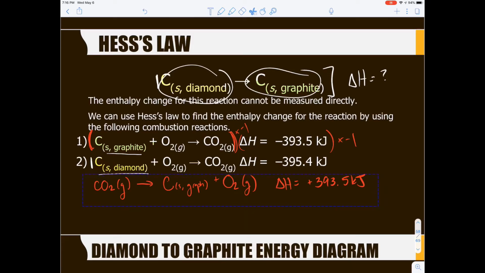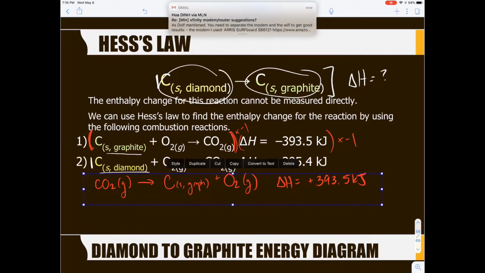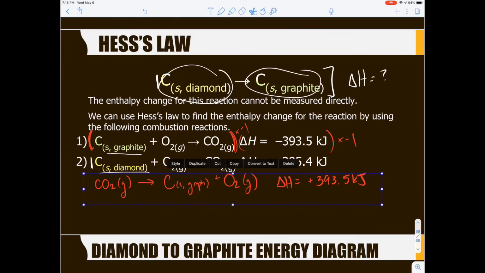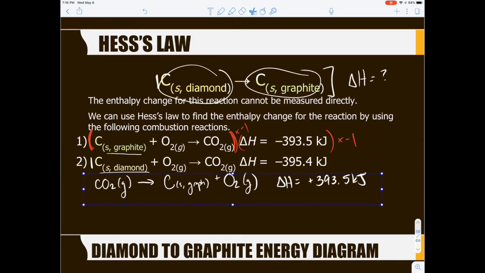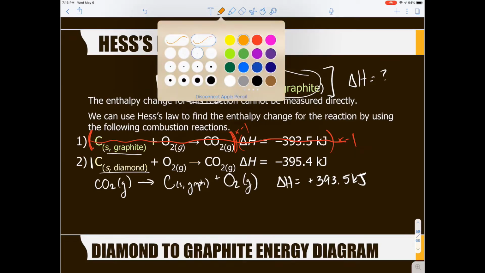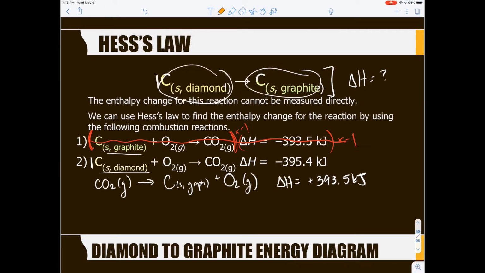Okay, let's just change this to white because it looks sort of gruesome. Okay, when we do this, we're going to cross off this top one because we don't need it anymore. When we do this, we'll see that graphite is a product now, like we want it to be.